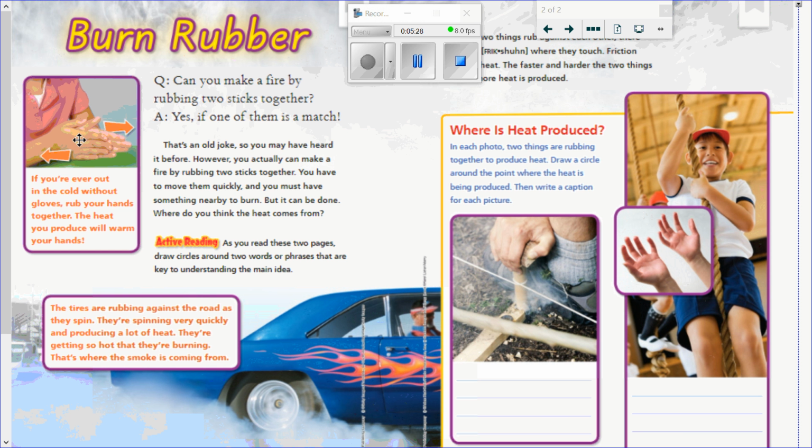So it says the tires are rubbing against the road as they spin. They're spinning very quickly and producing a lot of heat. They're getting so hot that they're burning. That's where the smoke is coming from.